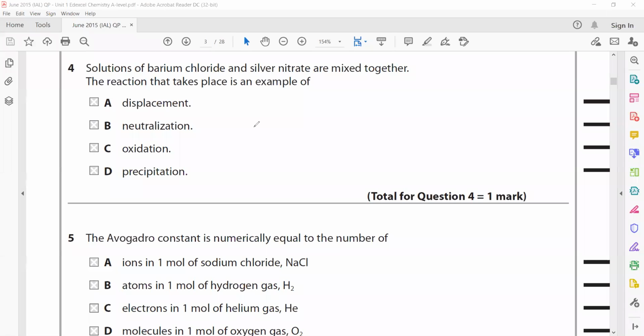Question 4. Solutions of barium chloride and silver nitrate are mixed. So it will result in the formation of silver chloride and barium nitrate. And silver chloride is a white solid or precipitate. That's why D is the right answer.